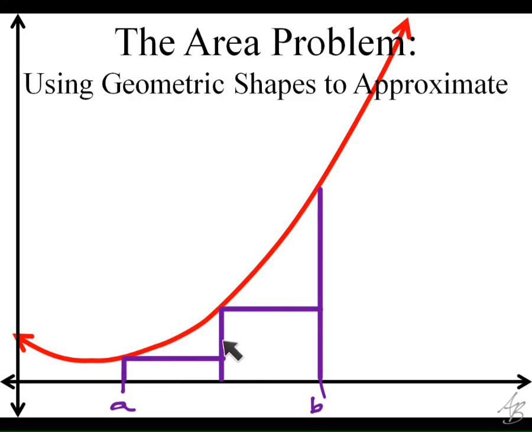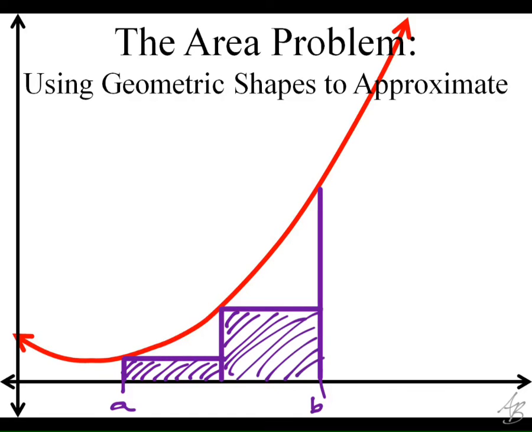So I could split it up halfway between A and B. If I find the average of A and B, that'll be the x value. I can use the distance here as the width, and the distance here as the width, and find the area of those rectangles. Now we can see here immediately that it'll approximate the area, but it's not very close, right? We're missing a bunch.